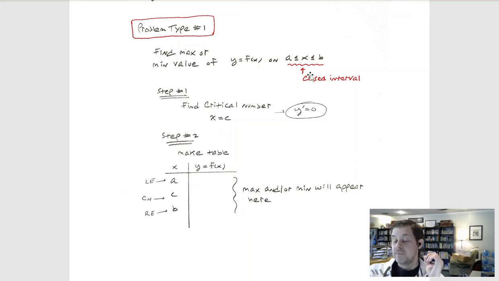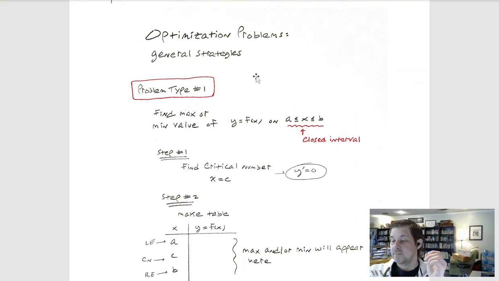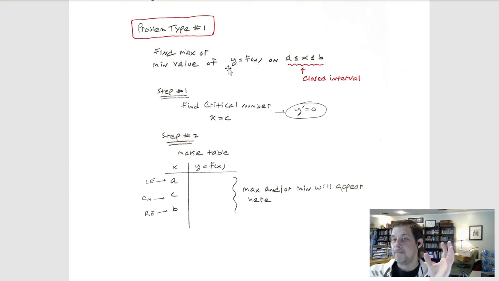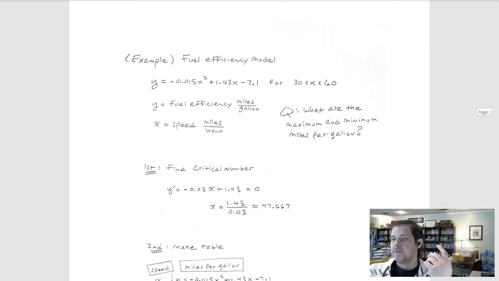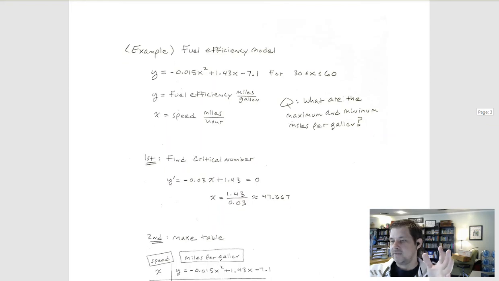Okay, so that's how you go about solving an optimization problem, a problem that involves finding a maximum or minimum value of some function on a closed interval. Okay, so we could take this approach to solve this fuel efficiency problem. Okay, so in fact, let's do that, and then we'll come back, we'll look at the other type of problem.